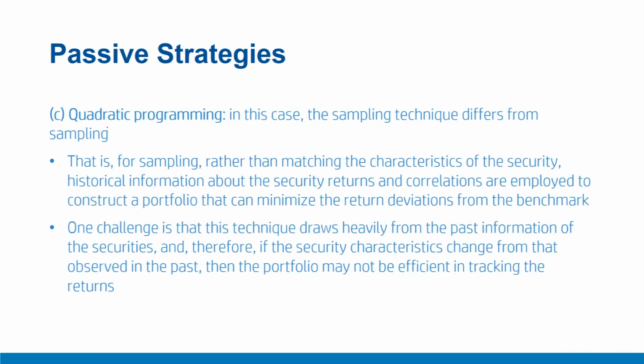Third technique employed here is quadratic programming. Although it is similar to sampling in some sense, unlike sampling where we were trying to match the aggregate characteristics of the portfolio like liquidity, beta, industry sector classification and so on, here we employ the historical information about security or portfolio returns and their correlations. Using these correlations and return information, we try to construct the portfolio that minimizes the return deviations from the benchmark.